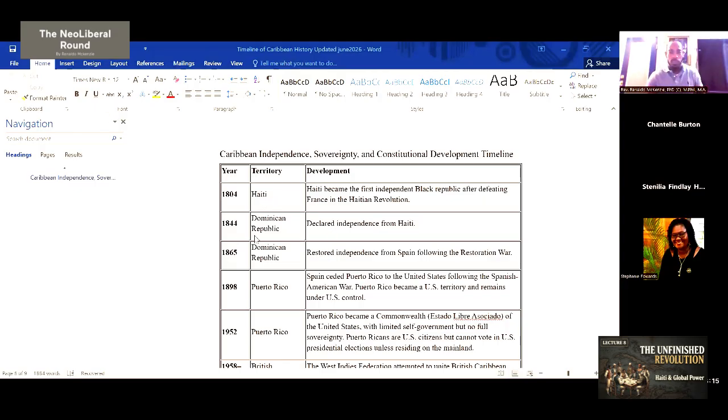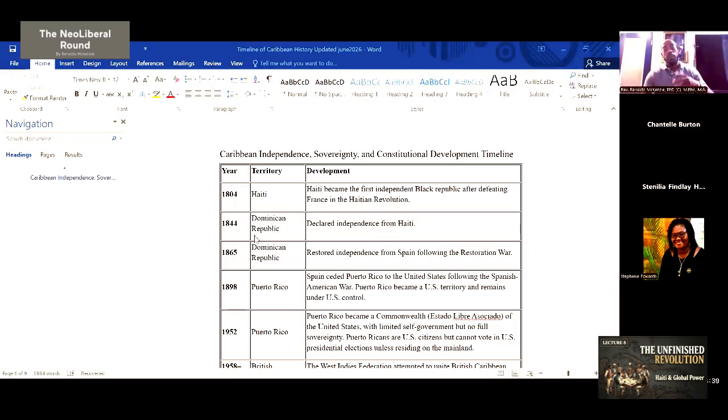1804, Haiti. The year is 1804. The territory is Haiti. What major development happened in 1804 as it relates to Haiti? They became the first independent Black republic after defeating France in the Haitian Revolution. France doesn't like that, probably back then, but now, if you go to the World Cup, they have all these African players.